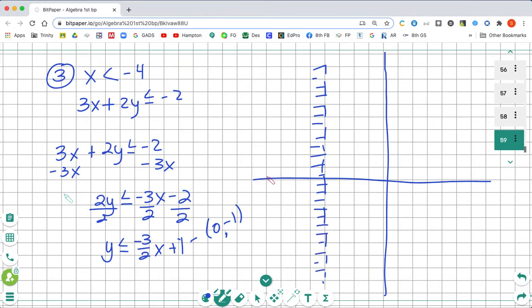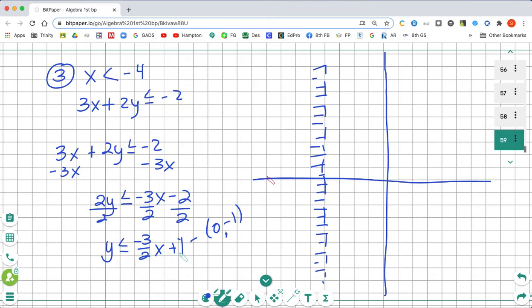Then our second equation, we have to solve for y. So we zero pair out the -3x. Divide by 2, divide by 2, divide by 2. Now we didn't divide by a negative, so the inequality sign stays the same. Even though the 3 is negative, that doesn't matter. It's the sign of the number that you're dividing by.